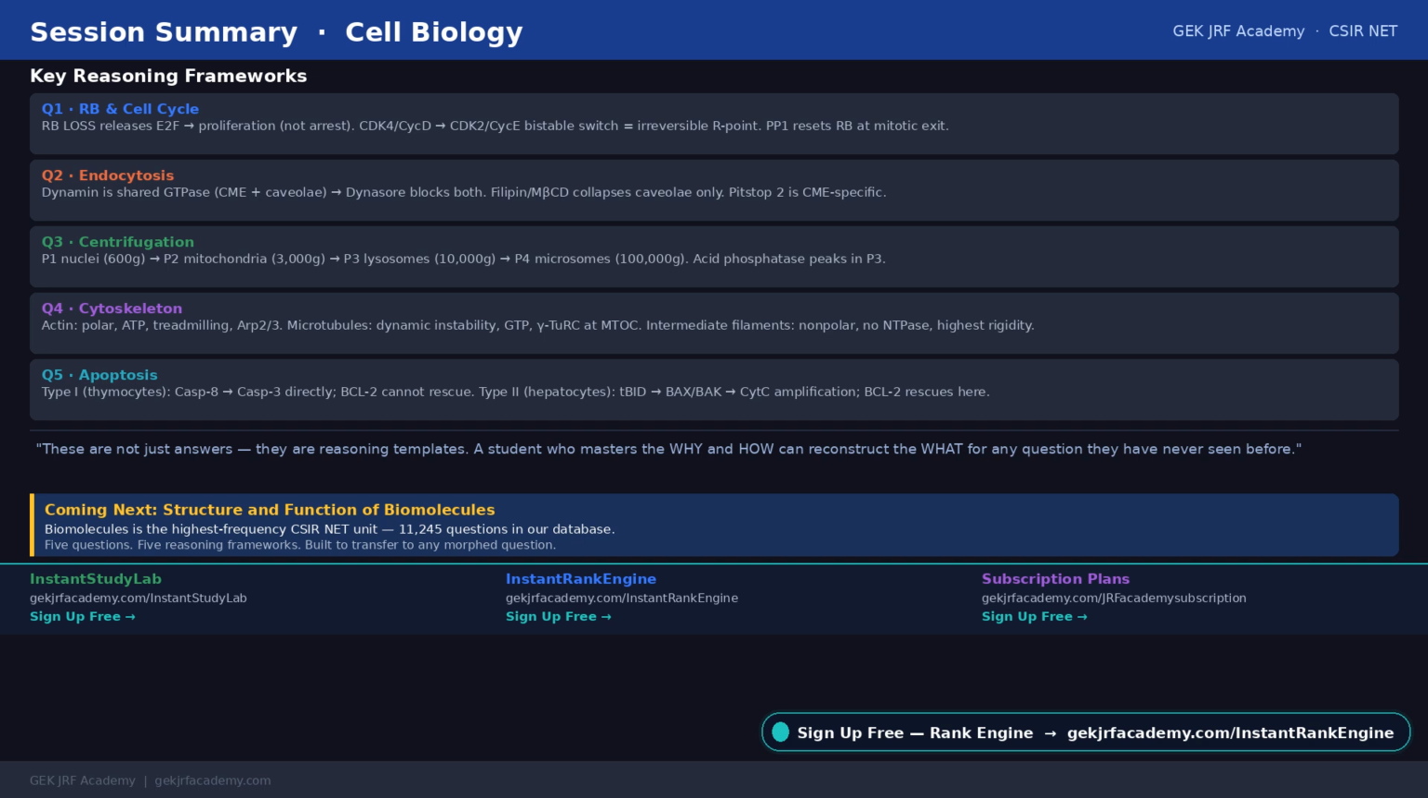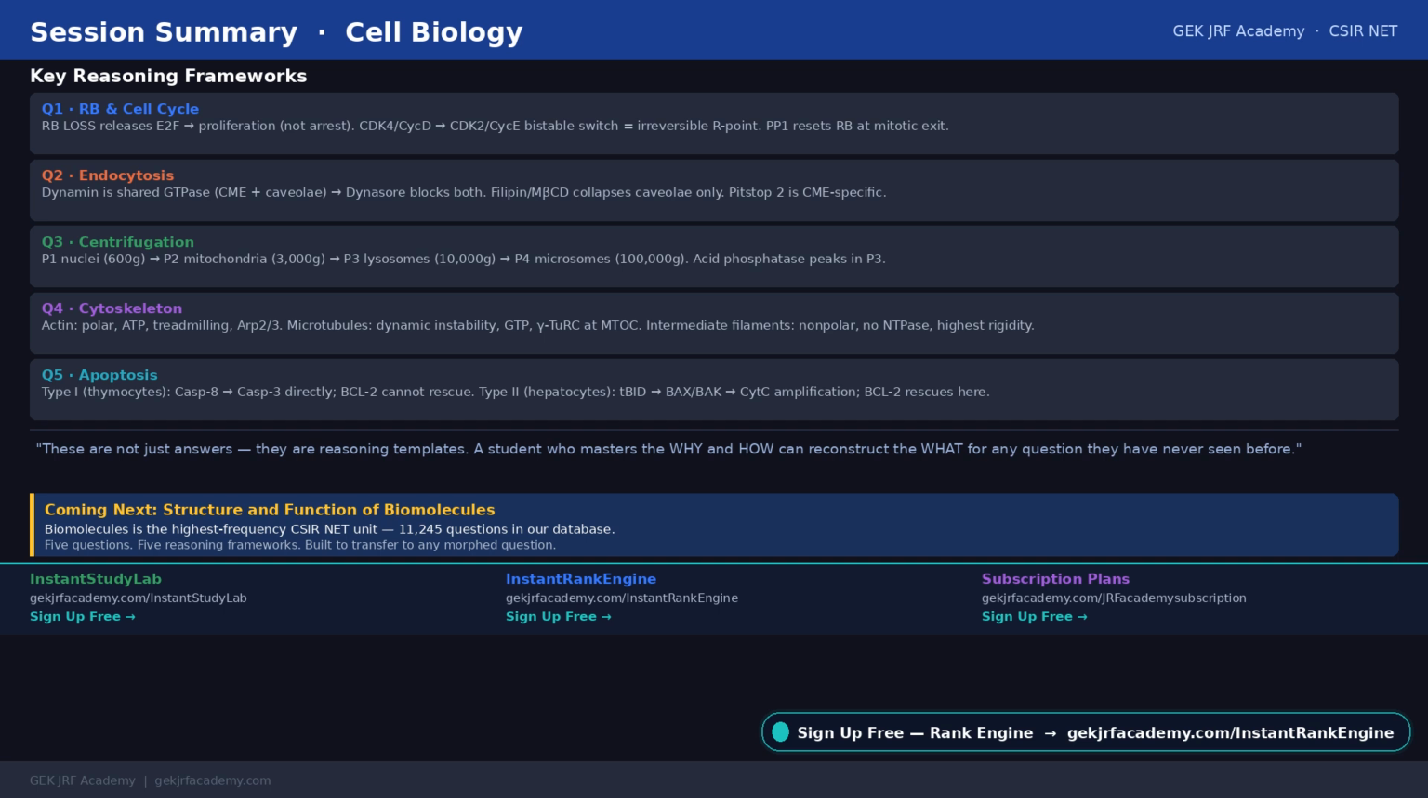Let us revisit the 5 reasoning frameworks from this cell biology session. Question 1. RB and E2F. RB loss releases E2F, driving uncontrolled proliferation. RB loss does not cause arrest. This is the retinoblastoma mechanism. The positive feedback loop from CDK4/Cyclin D through CDK2/Cyclin E makes restriction point crossing irreversible. PP1 dephosphorylates RB at mitosis exit.